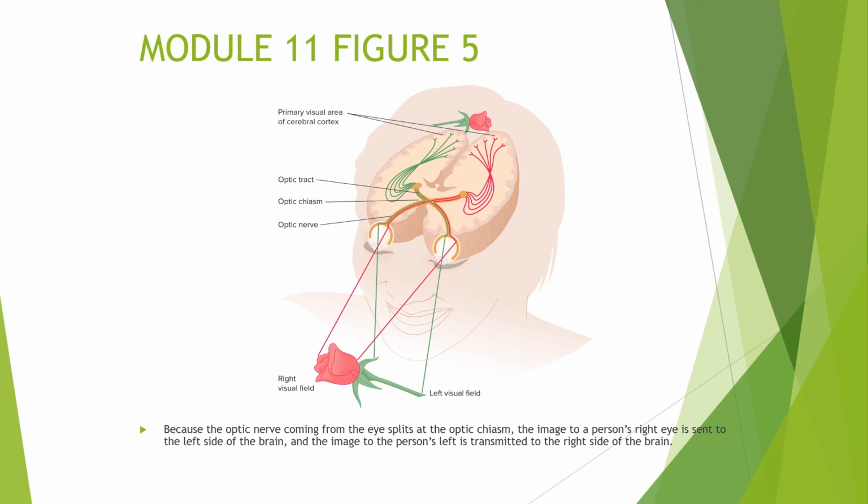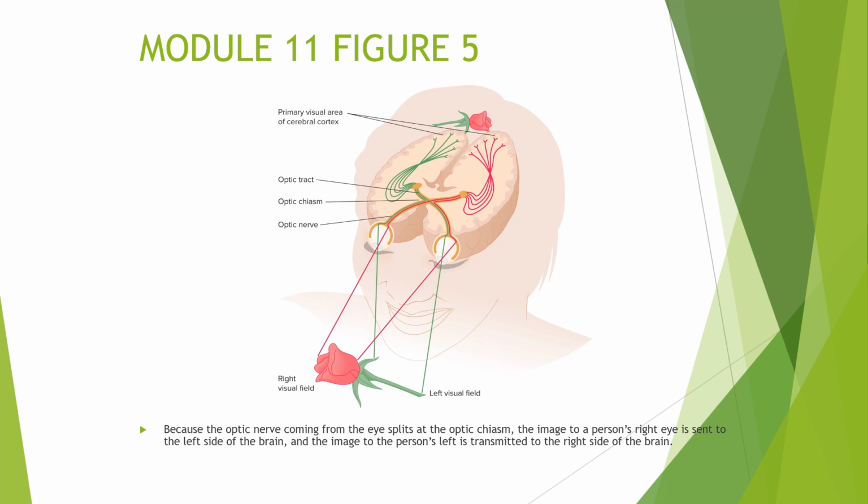This figure 5 you can see on page 99 in your textbook, and if you read at the bottom, it says the optic nerve coming from the eye splits at the optic chiasm. The image to the person's right eye is sent to the left hemisphere in the brain, and images coming in from the left eye switch to the right hemisphere of the brain. And that crossing from the left and right visual field happens at the optic chiasm. And you can see in this picture, right, here's the optic chiasm at the back where the information is switching from each visual field.